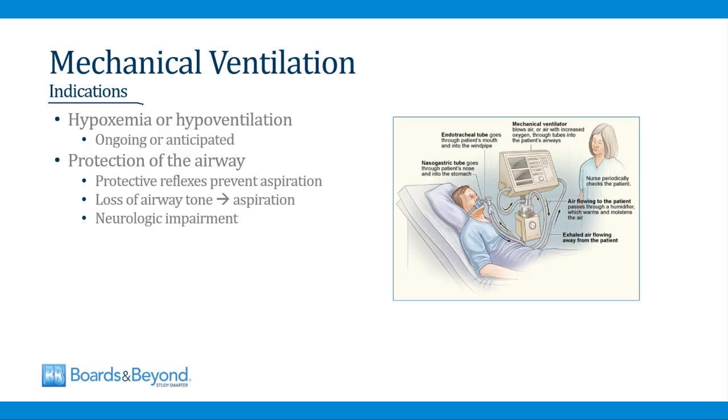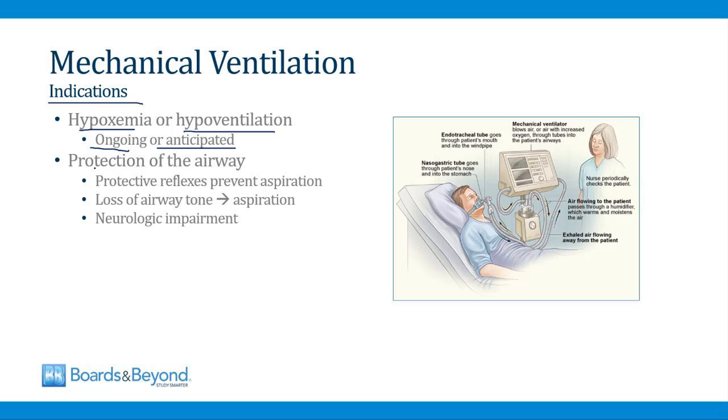Let's talk about some of the indications for mechanical ventilation. The major ones are hypoxemia and hypoventilation, and by hypoventilation I mean an elevated CO2 level. This could be ongoing or it could be anticipated. If a patient is very sick and you anticipate respiratory failure, sometimes mechanical ventilation will be started ahead of time so that respiratory failure never occurs.